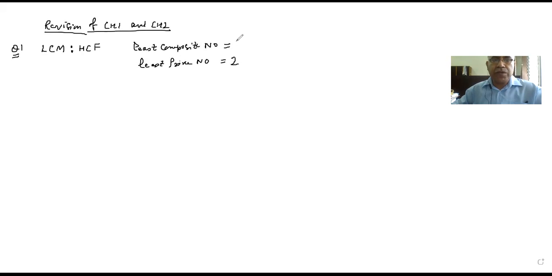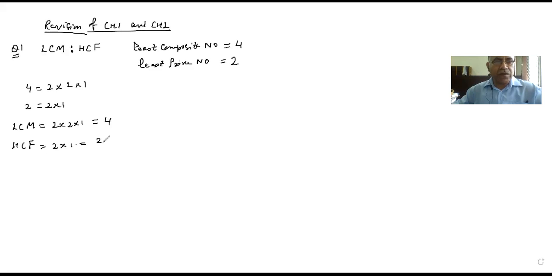Least prime number is 2 and the least composite number is 4. So 4 can be written as 2 to the power 2, and 2 can be written as 2 to the power 1. LCM is 2 to the power 2, which is equal to 4. HCF is the least common power, 2 to the power 1, which is equal to 2.